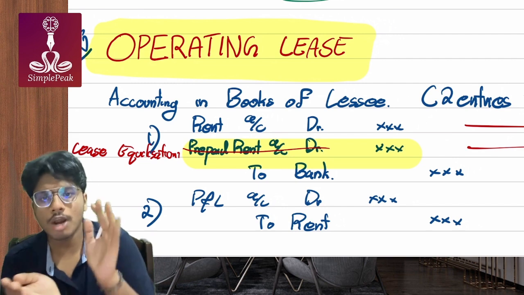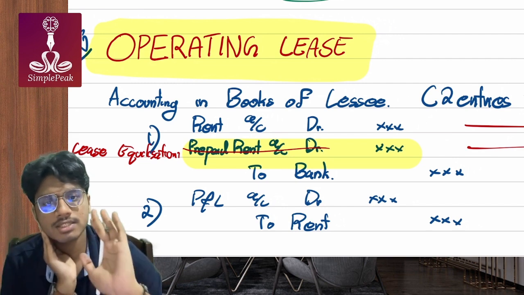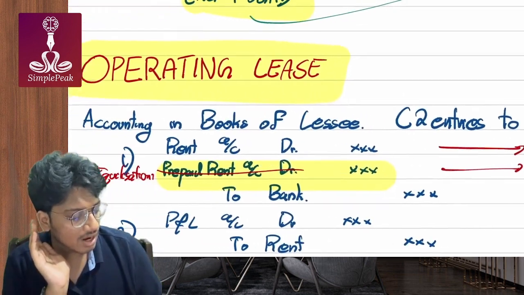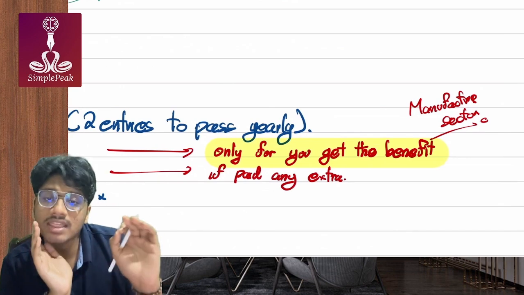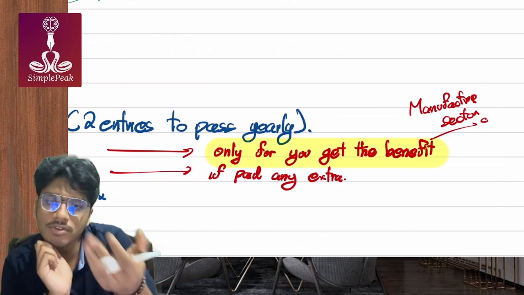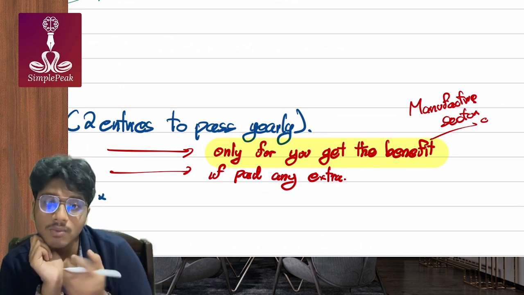Because you are paying rent based on the yearly agreement, right? Yearly you have to pay such and such amount. That's what was agreed upon. So the rent account comes only if you get the benefit, right? You have to record an expense only if you get the benefit. Who is getting the benefit? The one who makes the payment.